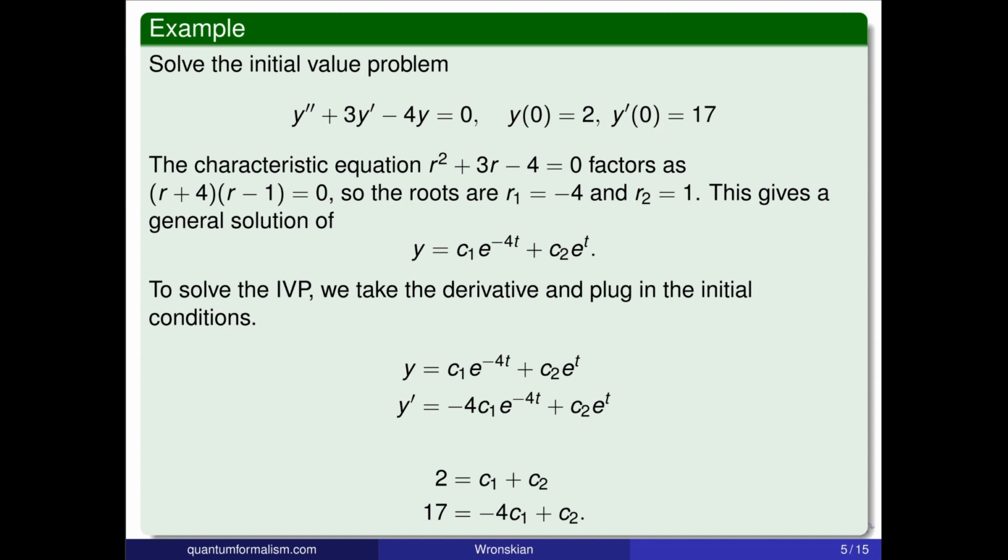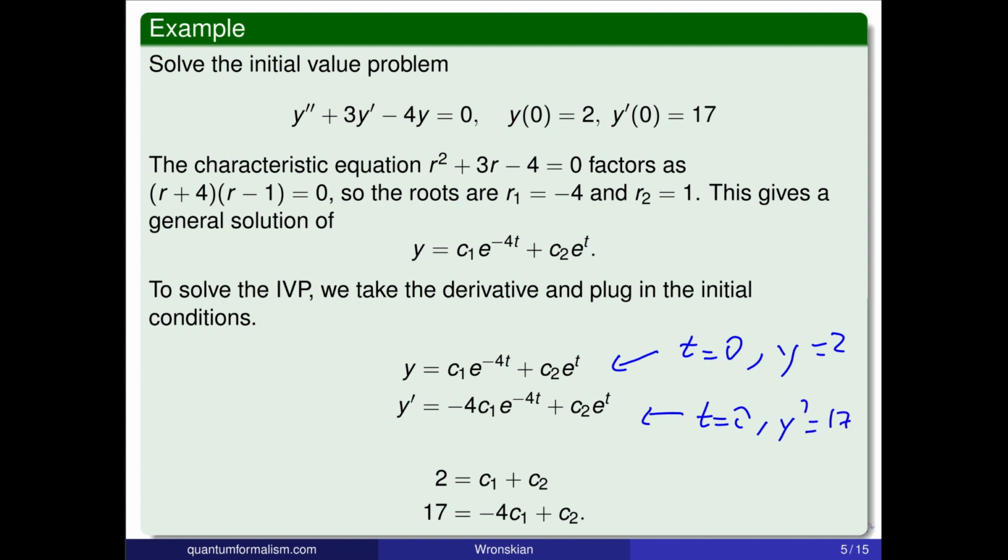Let's take the derivative of this general solution, and then we need to plug in the initial conditions to these two equations. If we take the derivative here, we'll get -4c1 e^(-4t) as the derivative of this first term, and the second term is left unchanged. It's just c2 e^t. And now we plug in our initial conditions, right? In this first equation, we're plugging in t = 0, y = 2. And in this second equation, we're plugging in t = 0, y' = 17.